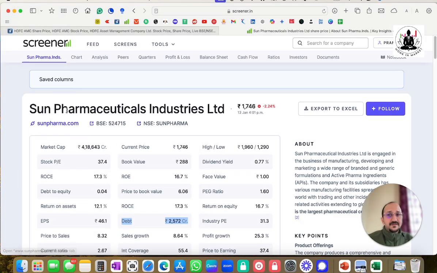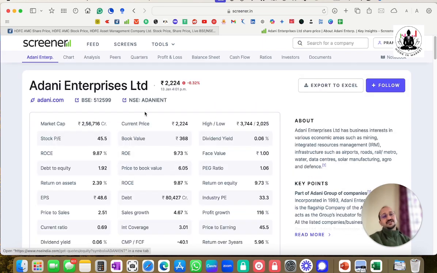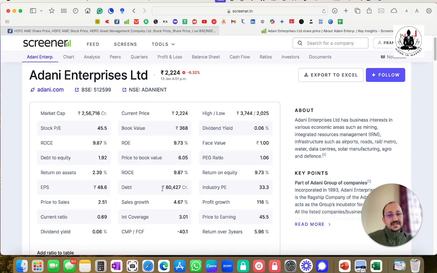So this was for Sun Pharma. Just see for Adani. All the companies which are related to infrastructure or capital intensive companies have very high debts. For example, Adani was having 80 crore rupee debt, right? So the difference between the current value and the book value is also very, very high. So just keep this habit, just have a glance at the debt of the company.